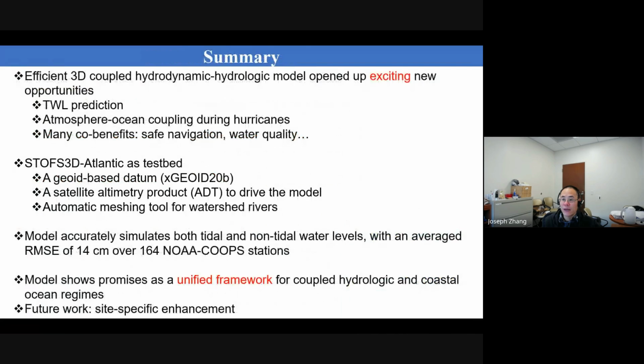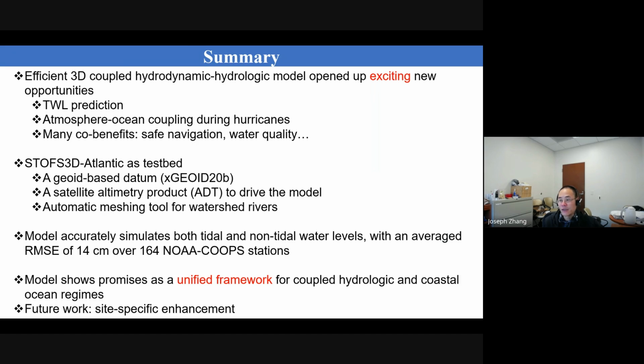Next, to summarize, we have been working actively with NOAA to develop this kind of very efficient 3D coupled hydrologic and hydrodynamic models. And that really opened up a whole slew of exciting new opportunities besides total water prediction. Total water prediction remains our focus for the foreseeable future. But on the atmospheric side, I can see that this type of work can also improve the hurricane forecast, right, near shore. And of course, it comes with lots of co-benefits.